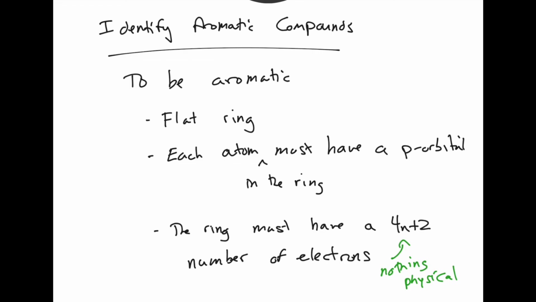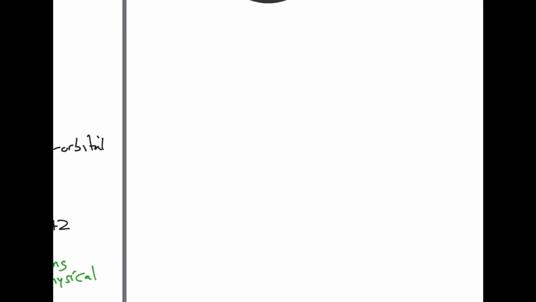It doesn't represent the number of p orbitals. It represents the number of pi electrons. I will show you. We're going to do a bunch of examples. It'll make a ton of sense. All right. So we'll start with benzene. You know the answer to benzene. You know it's aromatic, right?